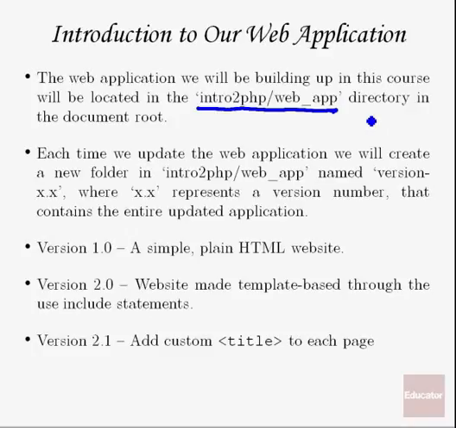The other thing we're going to do is every time we update the web app, we're going to add a new directory called version x.x into this folder right here, where x.x represents a new version number, a major and minor version number. Something like 1.0, 2.0, 2.1. And when we do that, we're going to copy the entire contents of the whole previous version into the new version's folder, and then update the files accordingly.